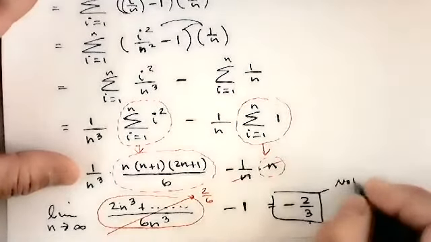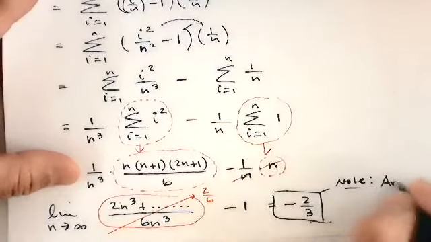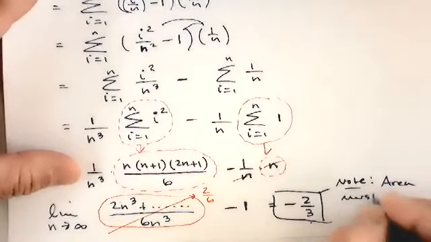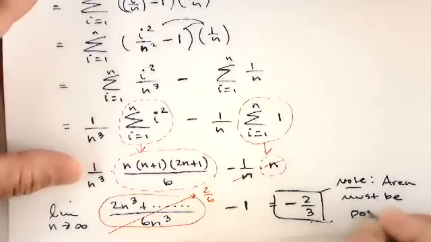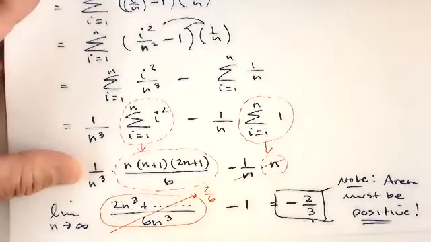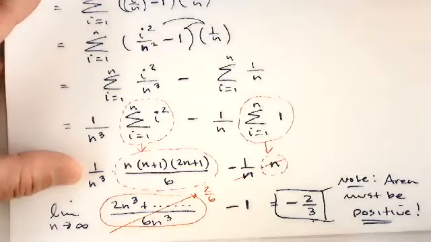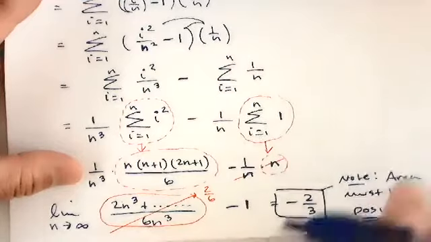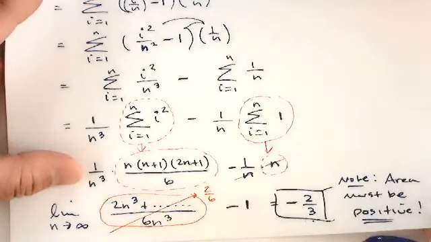Note, area must be positive, right? So there's no way that that could be the answer to the area under the graph. So here's what's going on, and you need to know this about integrals. I'm going to slide this back up on my picture here once you write that note down.